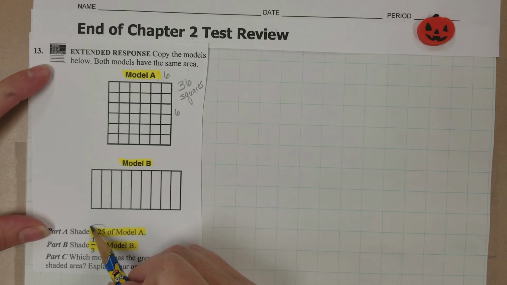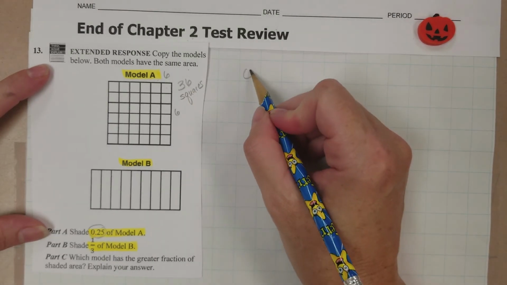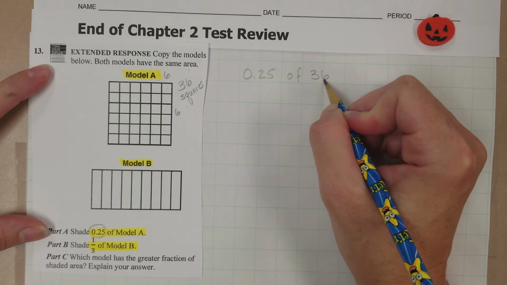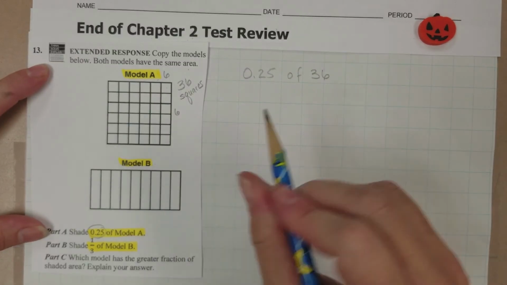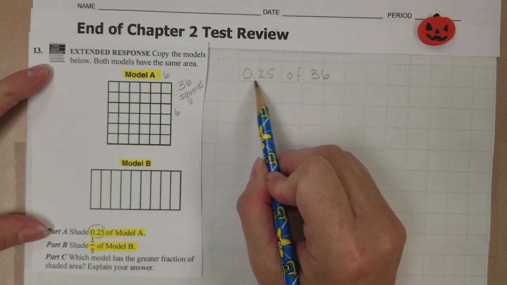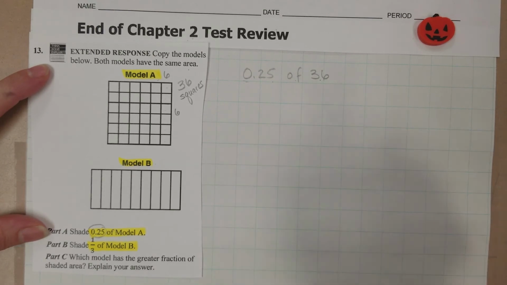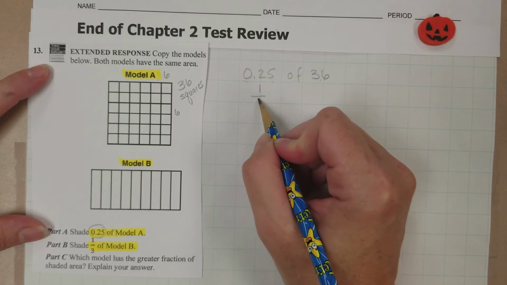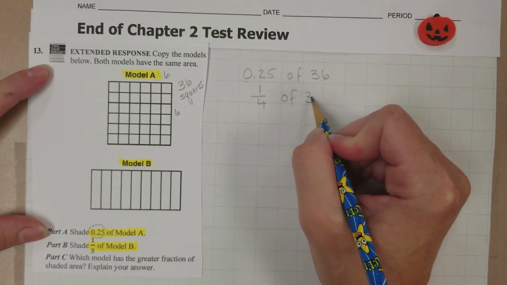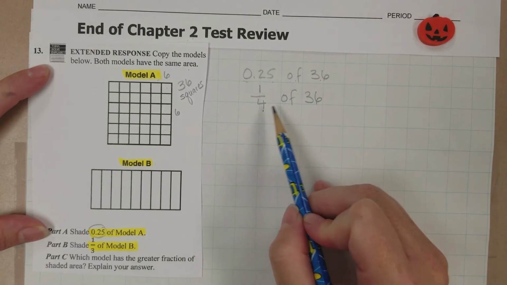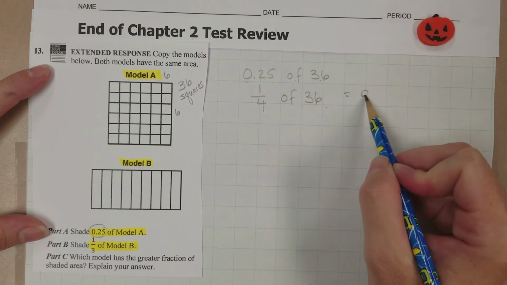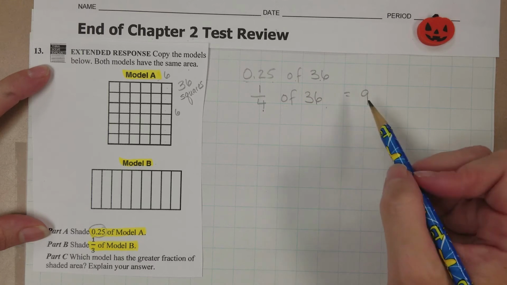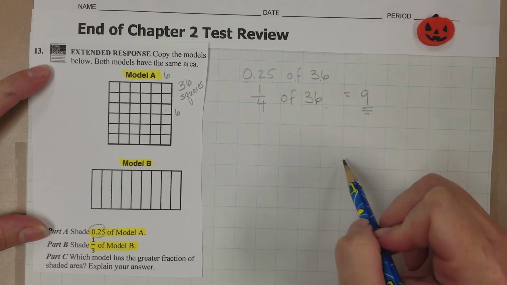We want to find out what 25 hundredths of the 36 squares would be. Now, we can multiply 0.25 times 36, we can do that, but you know that 25 hundredths is 1/4 of 36. Now, 1/4 of 36 would be 9, because 9 times 4 would be 36. This means we want to shade in 9 squares.